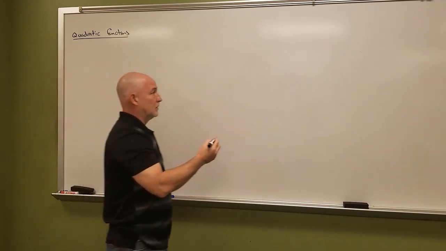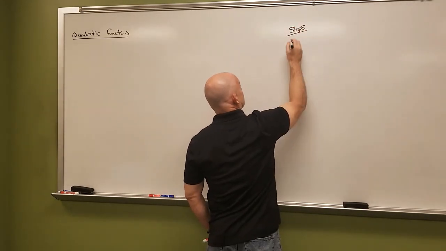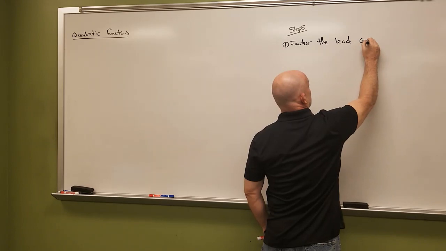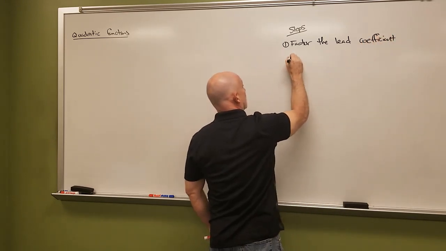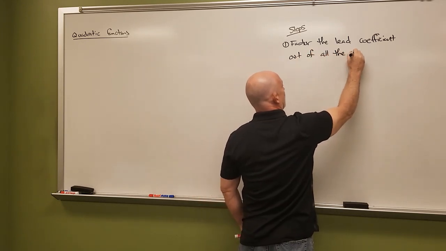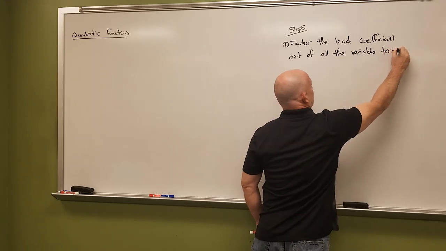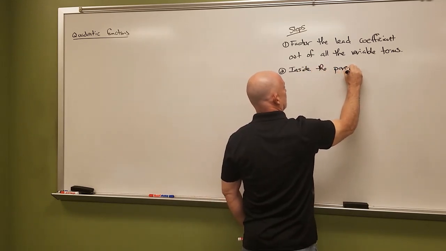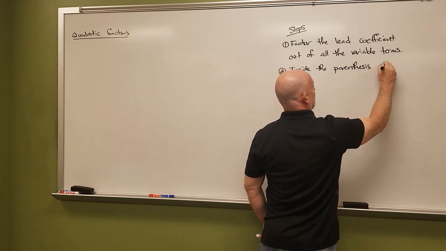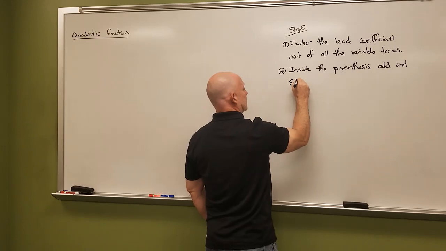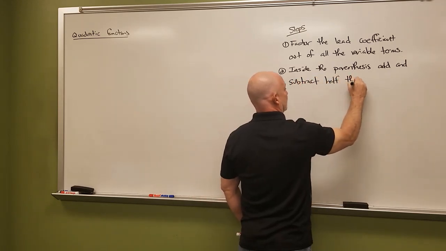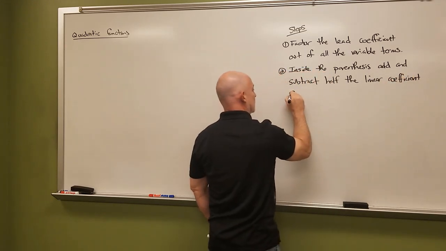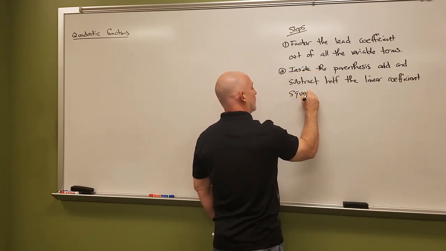to complete the square. So let's go over here and let me write us some steps for how to put this into standard form. Step 1, factor the lead coefficient out of all the variable terms. Step 2, inside the parentheses, add and subtract half the linear coefficient squared, just like we always do when we complete the square.